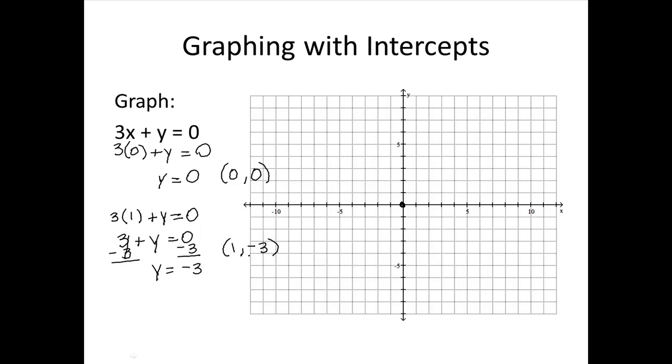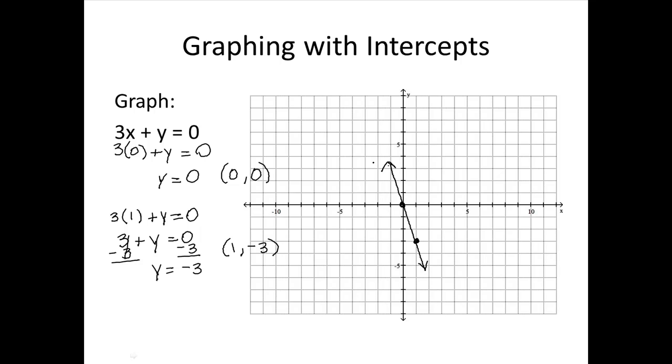So now I have a second point. X is 1, y is -3, so on the x-axis I go over to the right to +1. From there I go down 3 units and I put a point. Now I use those 2 points to draw my line. And I put arrows on the ends to indicate that it continues infinitely in both directions, and that's my line.